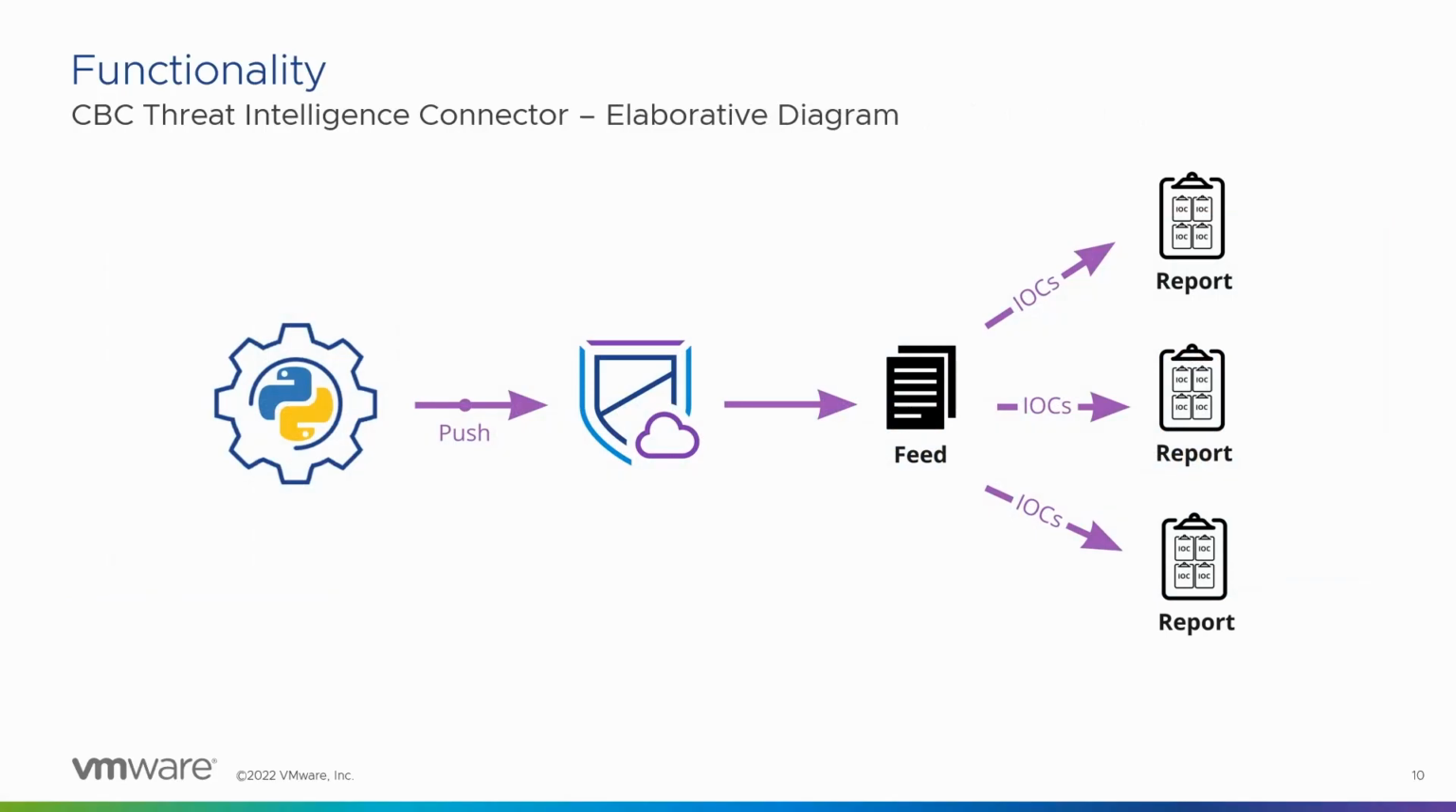Here is a more elaborate diagram of how the threat intelligence connector works. After it translates STIX data, it pushes that data into the Carbon Black Cloud, and then it gets distributed into the feeds, and the IOCs then get distributed again into a bunch of reports. Each report contains a bunch of IOCs.